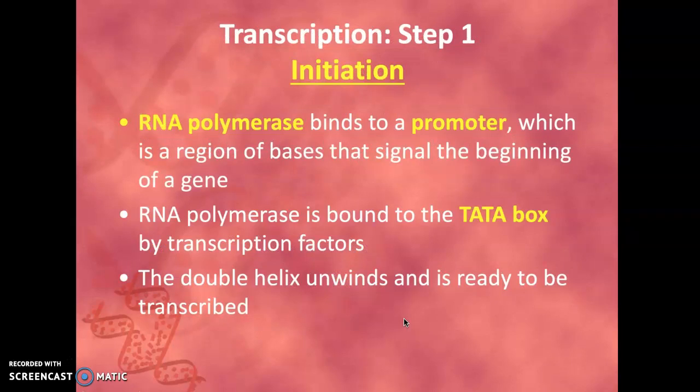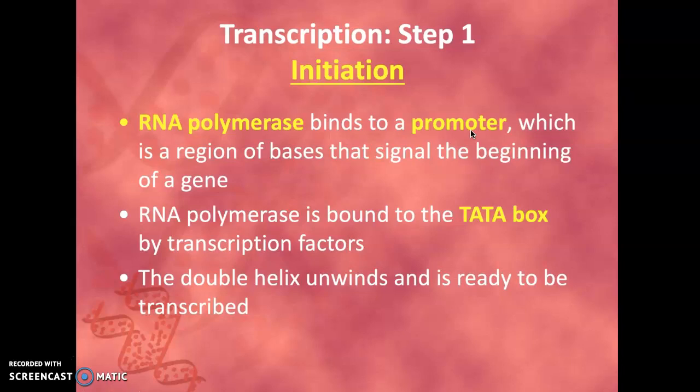So in initiation, RNA polymerase is very similar to DNA polymerase. Remember, DNA polymerase in replication added nucleotides at the growing end, at the 3' end of a growing new strand of DNA when it was copying DNA. RNA polymerase is going to pretty much do the same thing, except instead of picking up DNA nucleotides, it's going to pick up RNA nucleotides, bases. But the first thing that it's got to do is find that promoter.